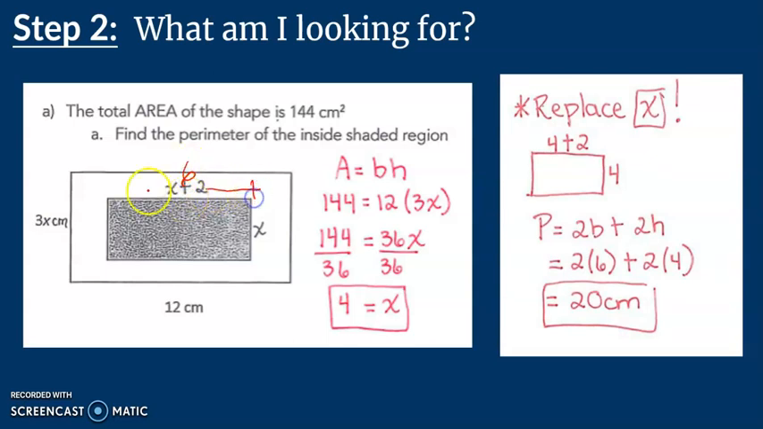And that's this inside part, right? And the x is going to be the height of this part, or the width, if you want to call it, equals 4. And now I can calculate the perimeter.